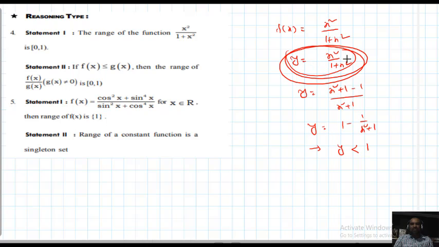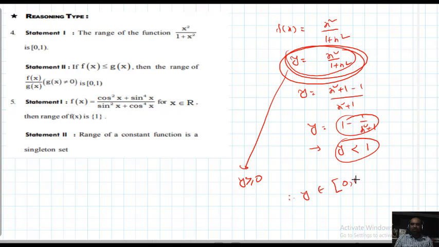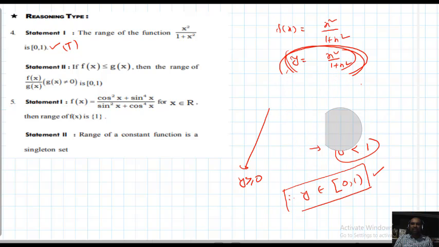Other than that, what happens? It is greater than 0. This is saying that y is greater than or equal to 0, and this is saying that y is less than 1. What is the meaning of that? y belongs to closed 0 to open 1. So we can solve this problem in this way. I can say that the range of this function being closed 0 to open 1 is the correct statement. Students, we have another alternate method to find the range.